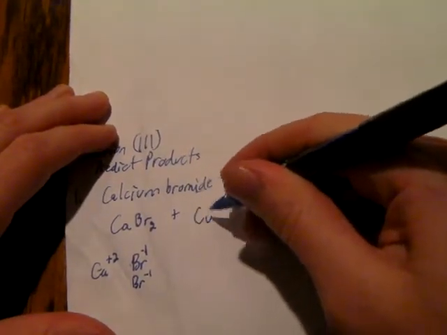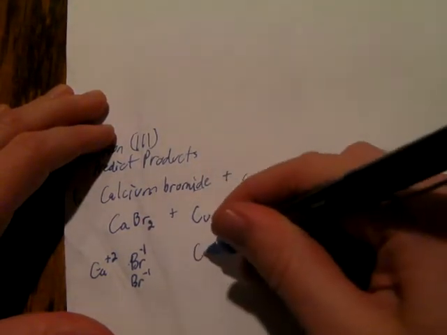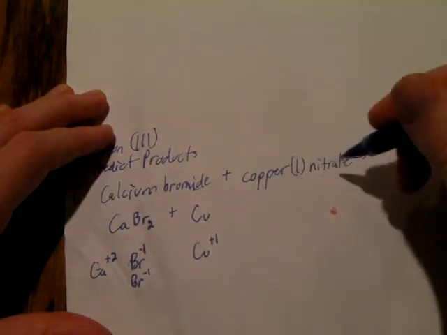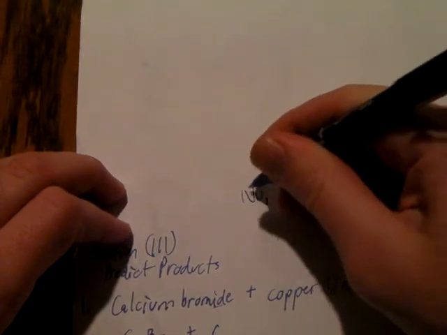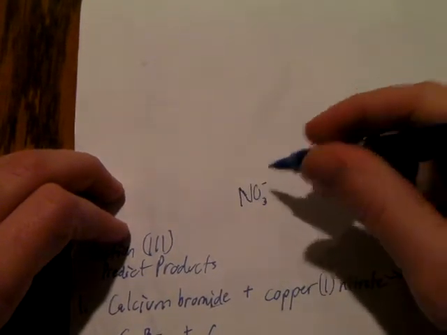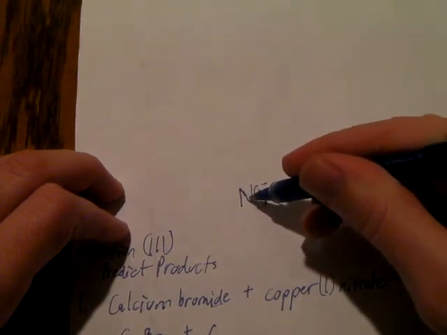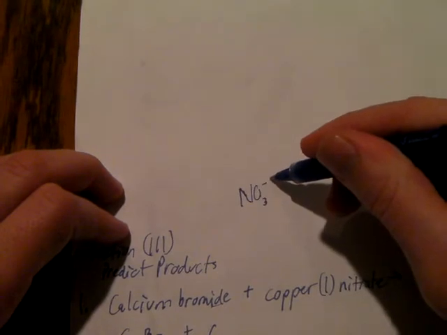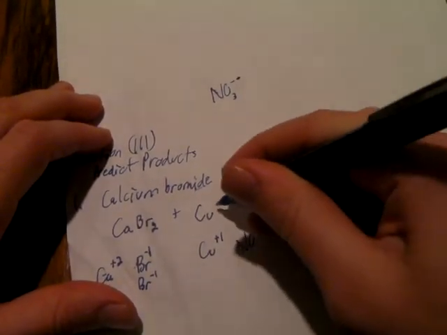Copper is Cu, not Co. Cu, and the 1 means it has a positive 1 charge, or a 1 positive charge. Nitrate, you'll find on your little sheet, it looks like this, NO3 negative. This does not mean negative 3, this means 3 oxygens per every 1 nitrogen, and all of that 1 unit has a negative 1 charge.